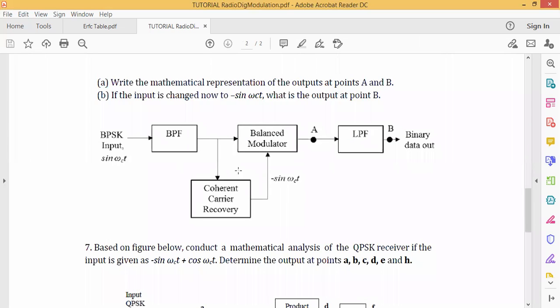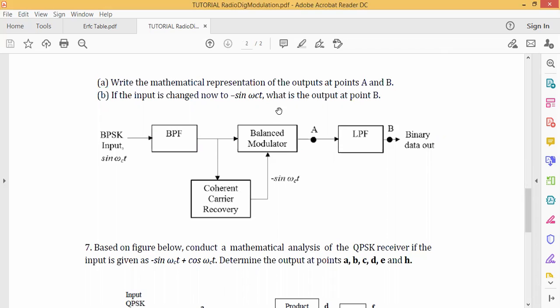So here you need to solve. When you multiply the receiver with our input, sine omega c and minus sine, you should be able to find what your A and B are. This point A should have the higher harmonics. Point B should be able to get just the DC voltage, which you will then translate to whether it's 1 or 0.